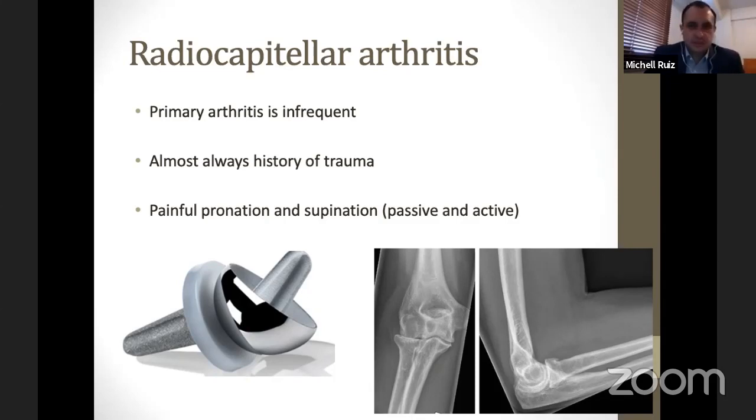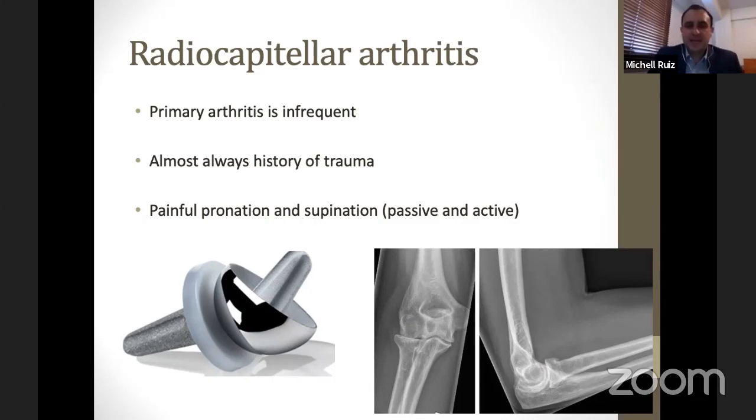Almost all patients, if not all of them, will have the history of trauma and may have these findings in some cases of very subtle, non-displaced radial head fractures that were not recognized in the ER or when going in the first days to an orthopod office. But with time, they will develop this pain on the lateral side of the elbow.